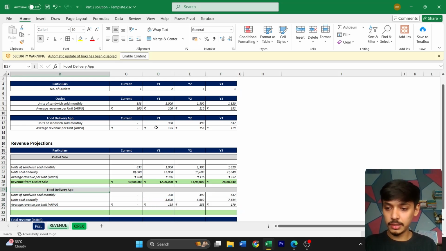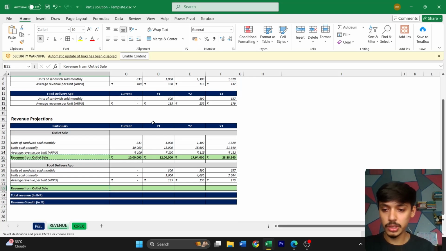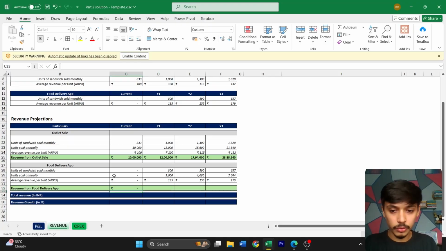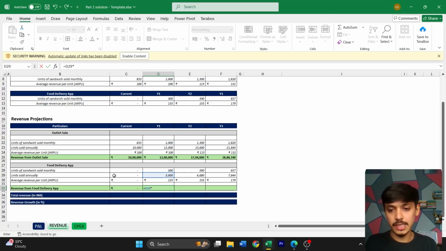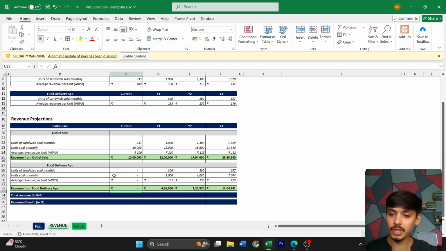To calculate the revenue from food delivery app, we are going to use the same multiplication formula that we used above. So here we are going to write this as revenue from food delivery. In year one this is zero, as we had no revenue from food delivery app. For year two we are going to multiply 3600 sandwiches by 135, which will give us 486, and similarly to year three we scale this up. So that way we now have revenue projections ready for outlet sale and for food delivery app.